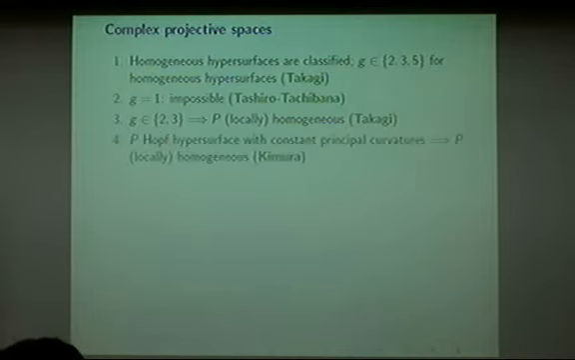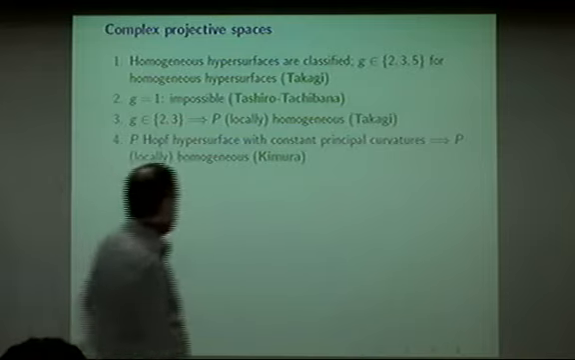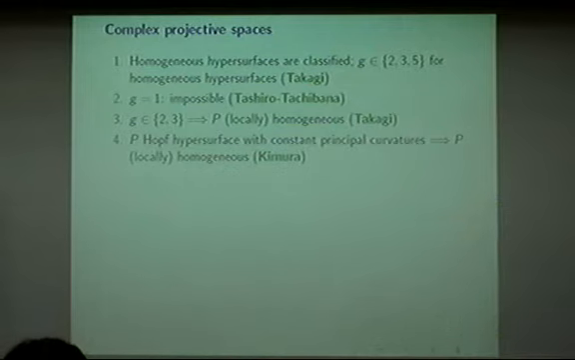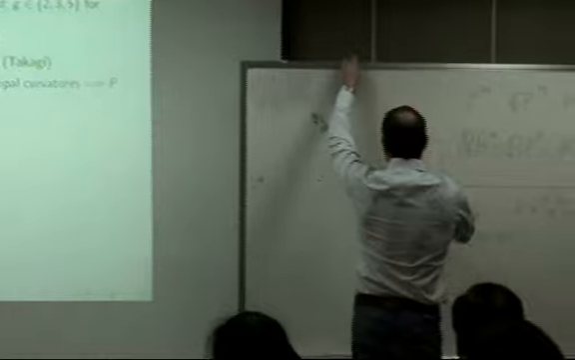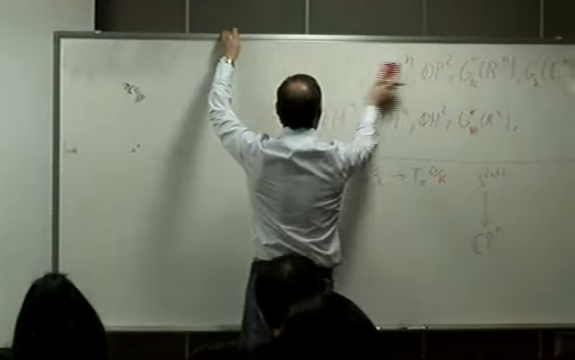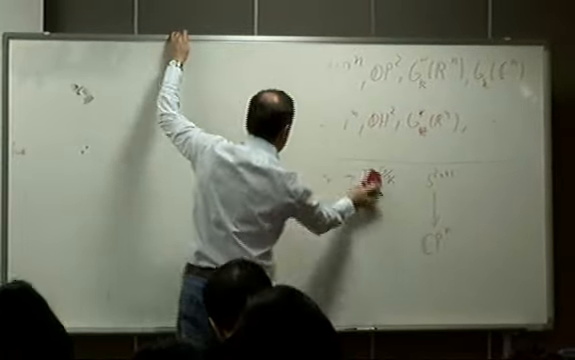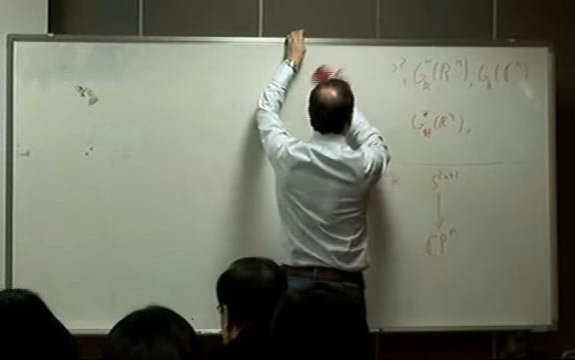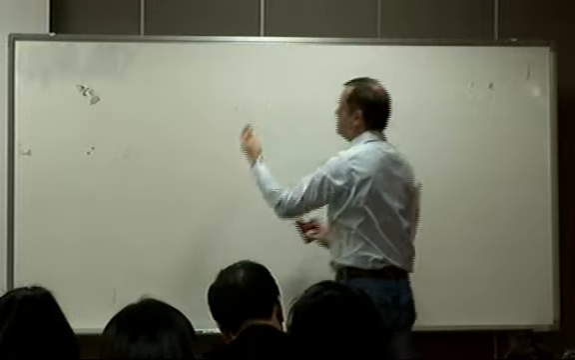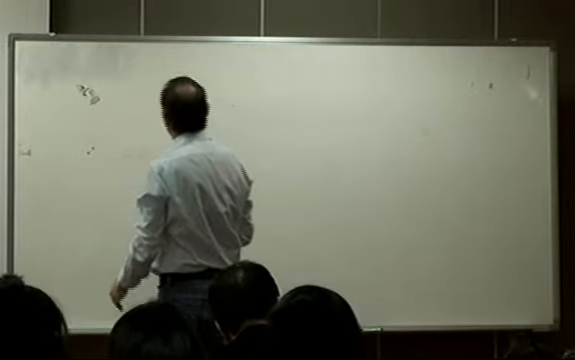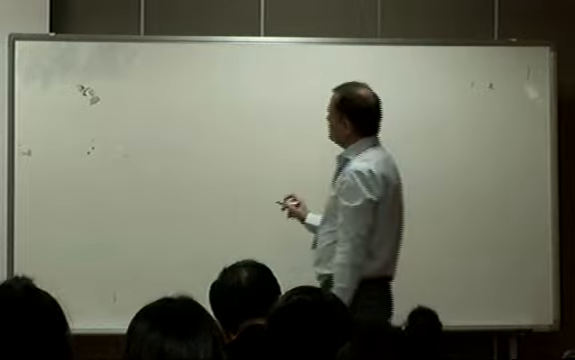There is another result. If one has a Hopf hypersurface with constant principal curvatures, then the hypersurface must be homogeneous. Now, Hopf hypersurface, I'll explain what this is. There are a number of different definitions which are all equivalent.